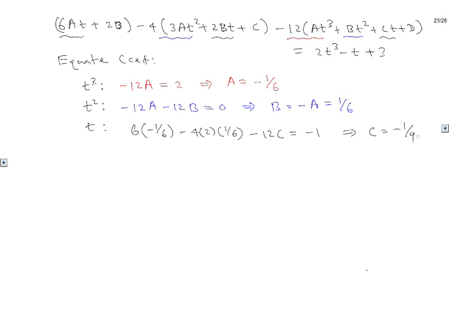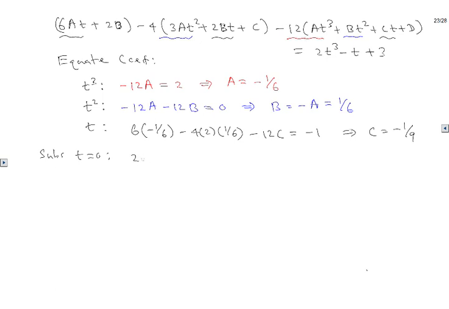Now the only thing you need to do is find the d term. For that, we're going to substitute t = 0 in this equation, or find the coefficient of the t⁰ term. t⁰ is the constant term. That's the same thing. If you substitute t = 0, all the t terms go away. So you will simply get 2b − 4c − 12d = 3.